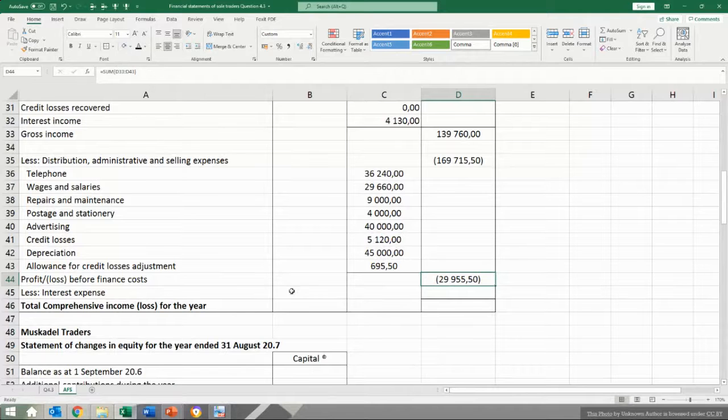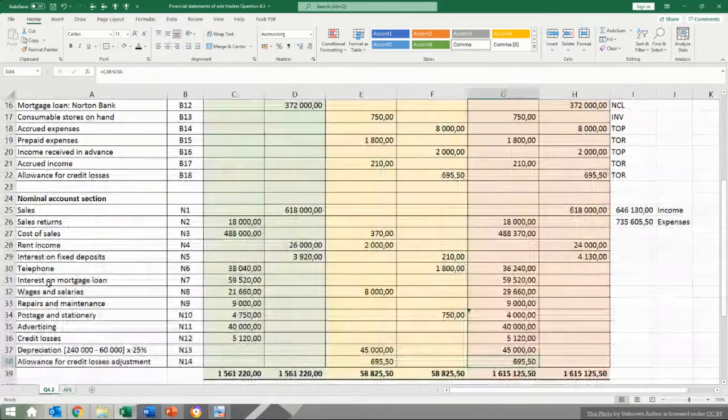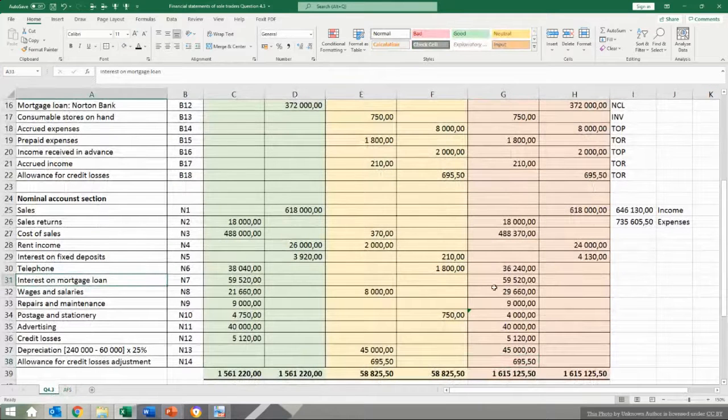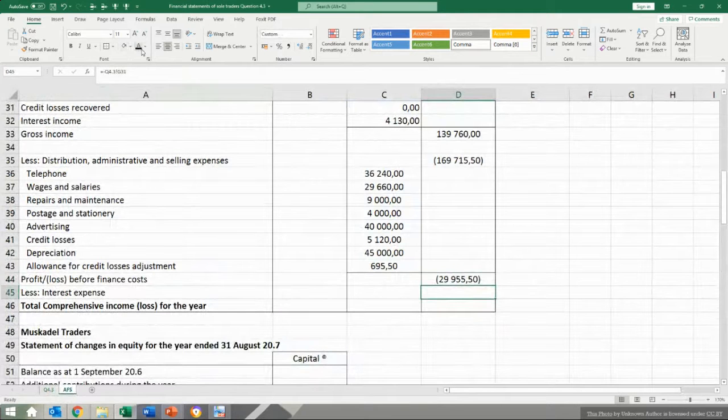And then we take the gross income less that total expense to work out our profit or loss before finance cost. Then the interest expense, which we said is the interest on mortgage, is the 59,000. We then deduct that as well. Because it's also negative, a negative and a negative increases the negative balance to 89,000. So that is our total comprehensive loss. Because it's in brackets, it's negative.